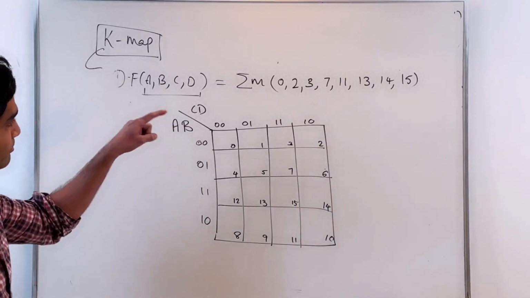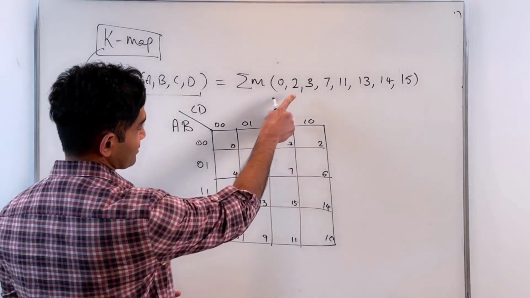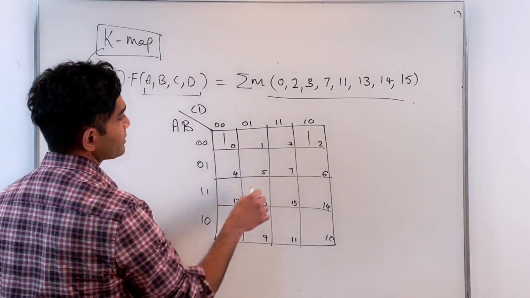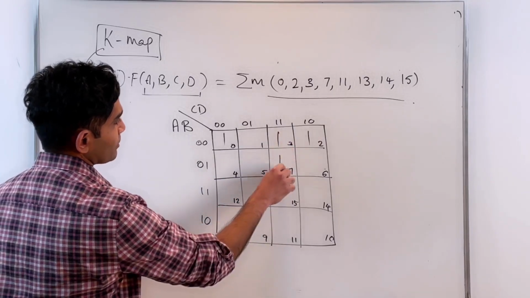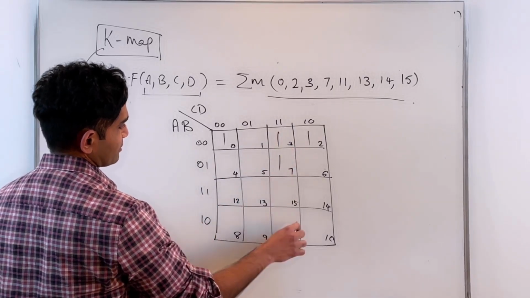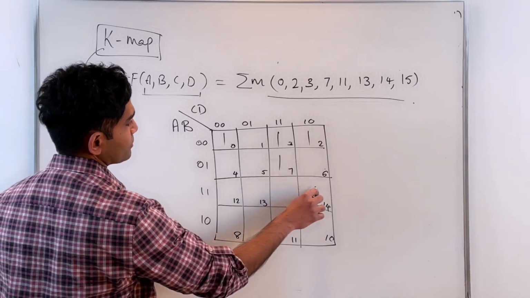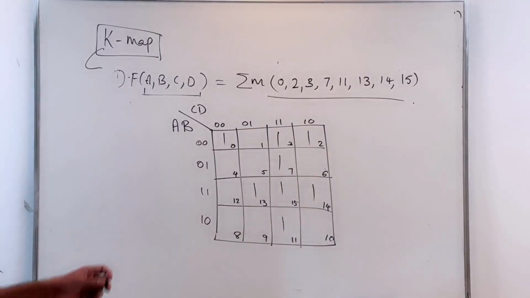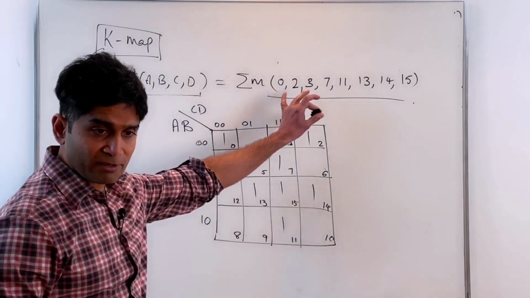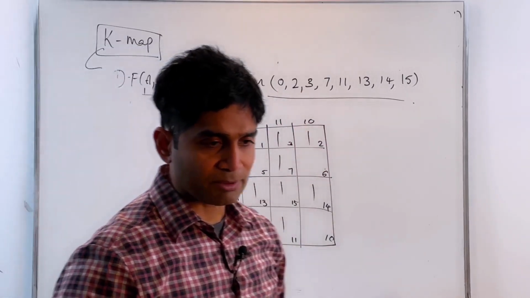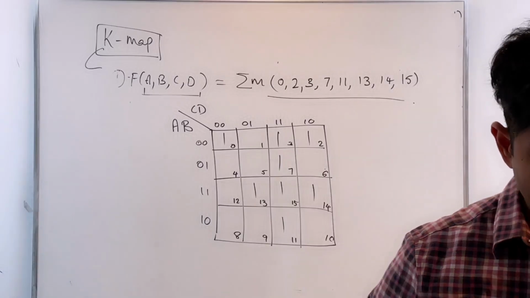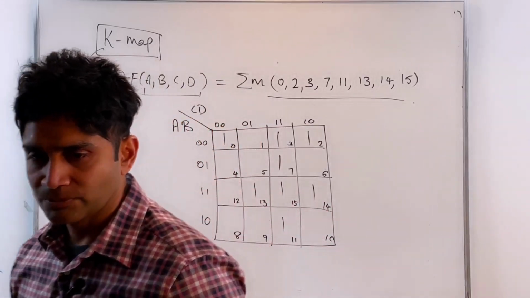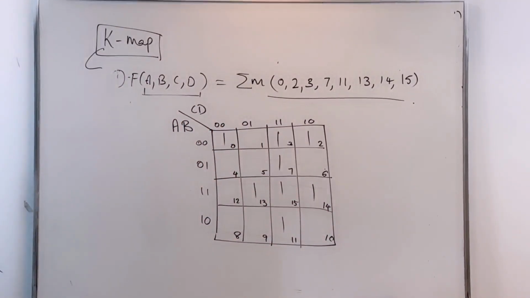Okay. Now let's place ones in the cells corresponding to these minterm positions. So I have one here, one here, one here, one here. 11 is fine. 14, 13, and 15. So that's the K-map corresponding to that function. Now I would like to combine adjacent cells to the largest possible combination. Okay, let's do that then.